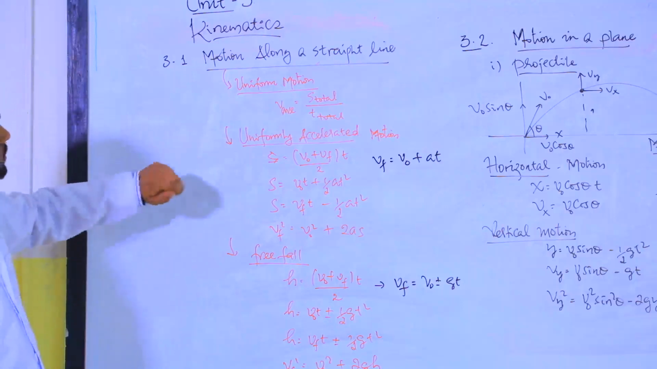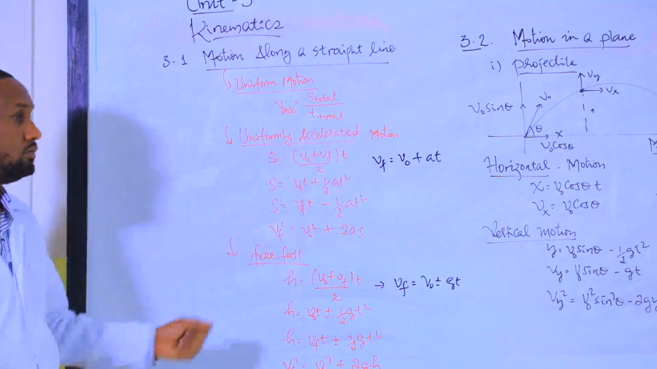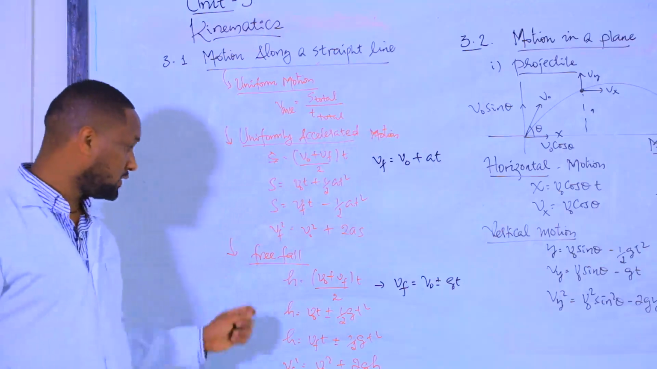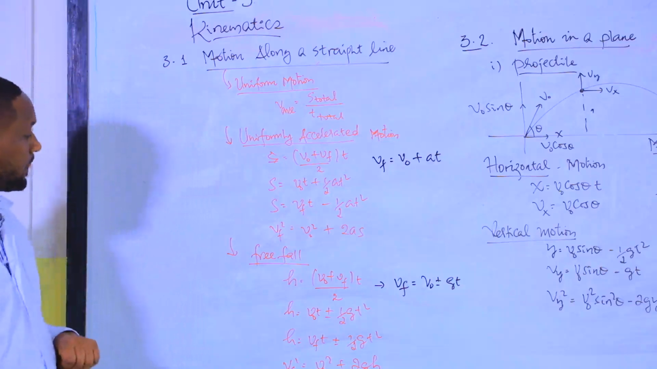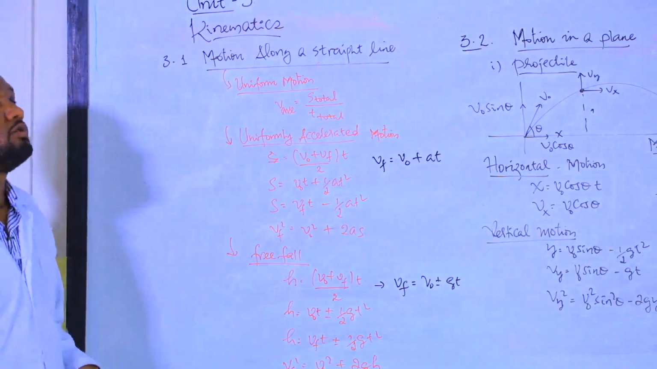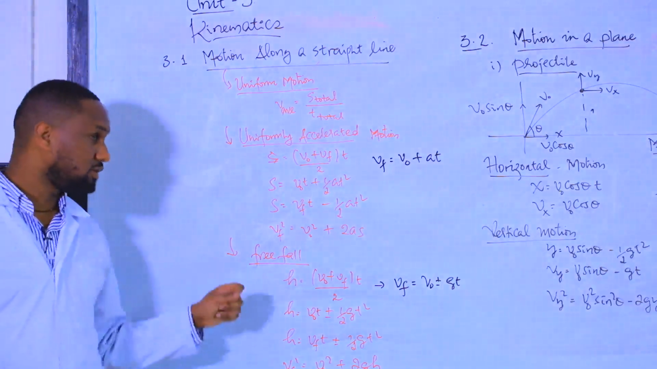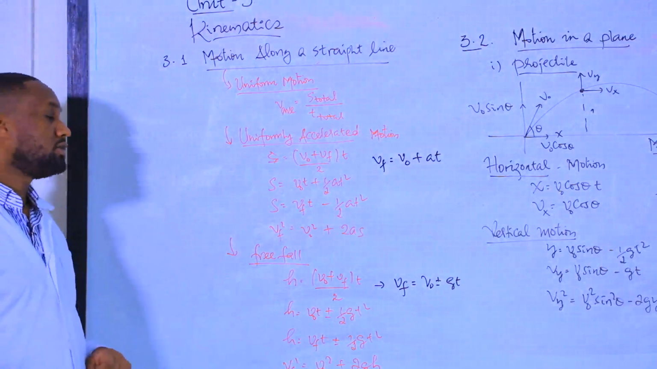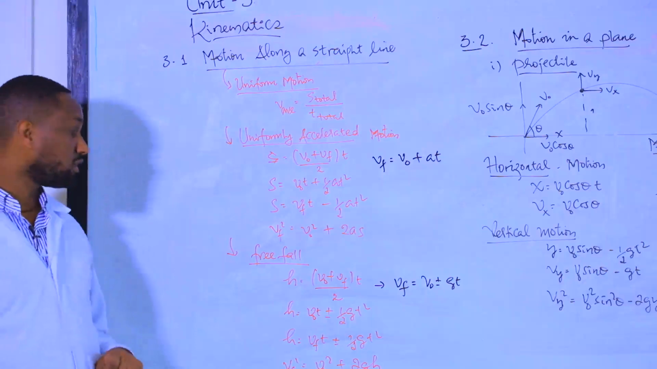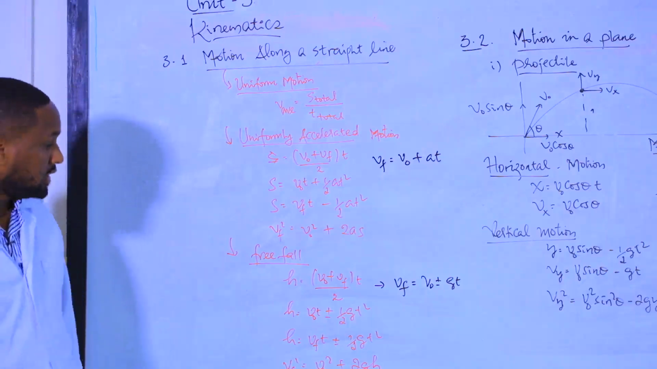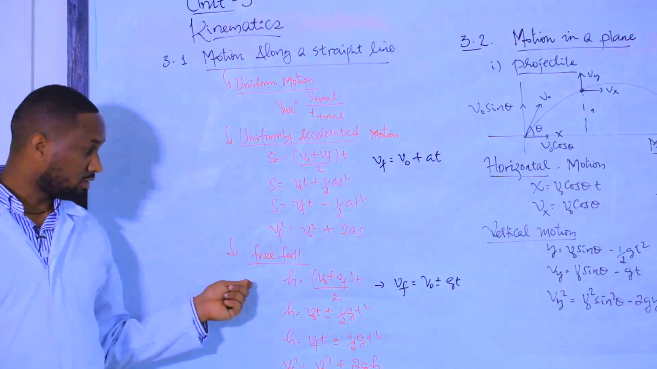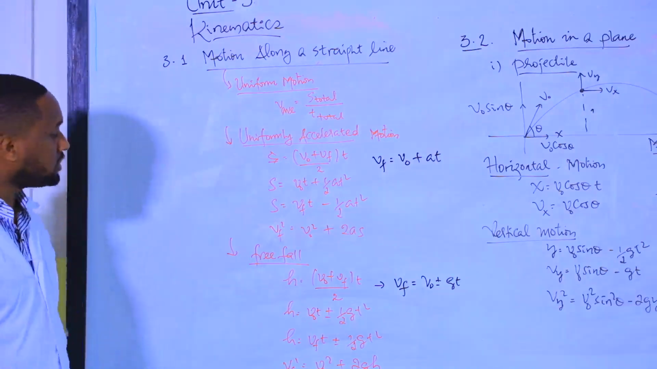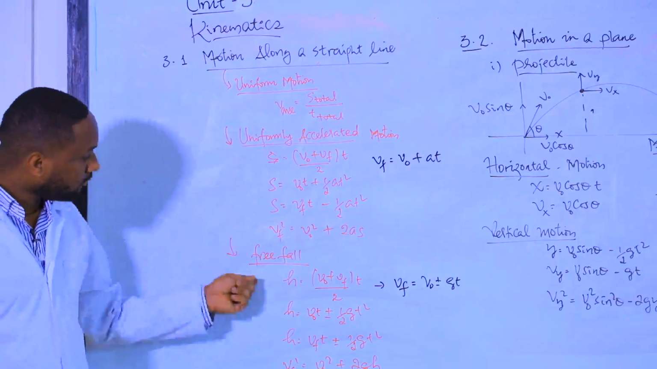So a typical example of uniformly accelerated motion is a free fall. An object in air which is subjected to only gravity is said to have a freely falling motion. Since the only force acting on the object is gravity, and the objects which are subject to gravity accelerate at a constant amount of 9.8 meters per second square, then we consider free fall as an example of uniformly accelerated motion.